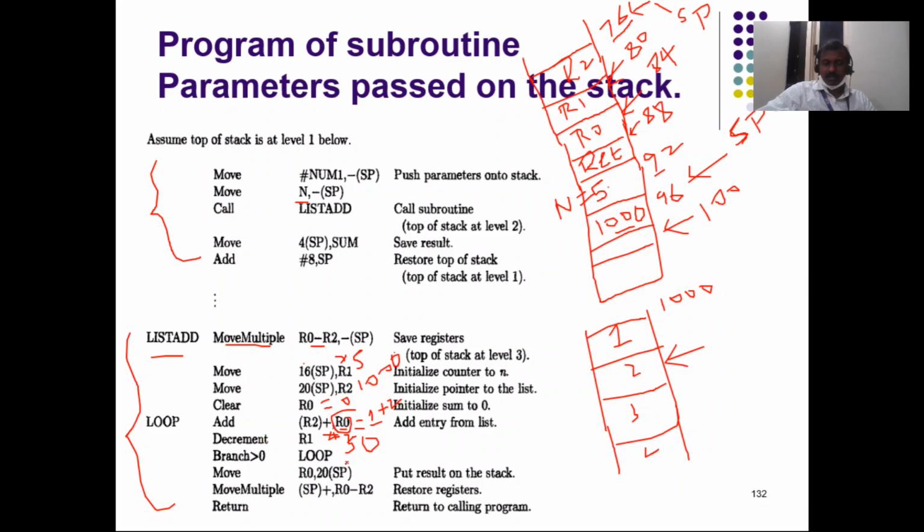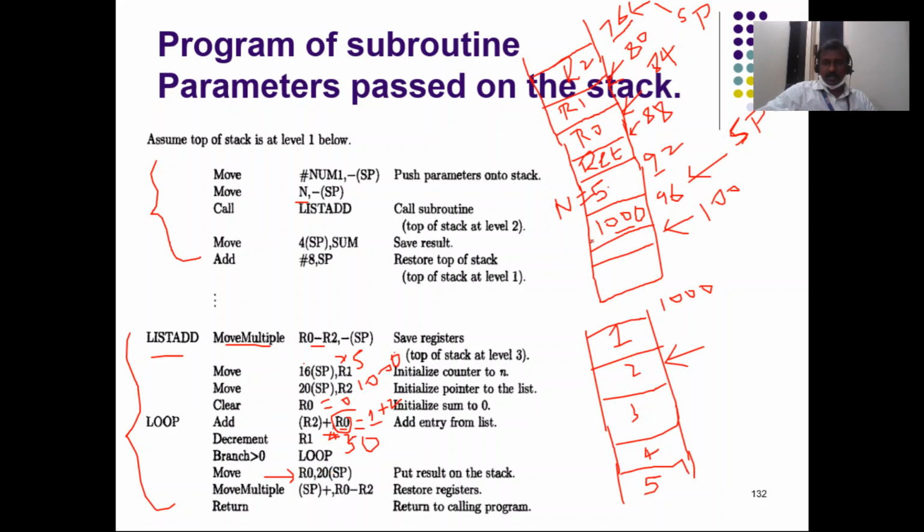Then move R0 comma 20 comma SP. What is R0? R0 is the cumulative sum of all these numbers. If it is 1, 2, 3, 4, 5, then 5 plus 4 is 9, 9 plus 3 is 12, 12 plus 2 is 14, 14 plus 1 is 15. So 15 is the result available in R0, and we are moving that to 20 SP.